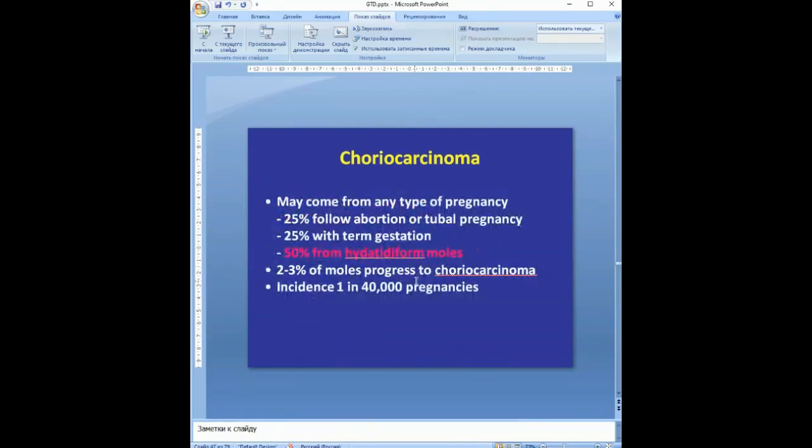May come from any type of pregnancy. About 25% follow abortion or tubal pregnancy. 25% with term gestation. 50% from hydatidiform mole, mostly complete. 2-3% of moles progress to choriocarcinoma. Incidence of choriocarcinoma is 1 in 40,000 pregnancies.